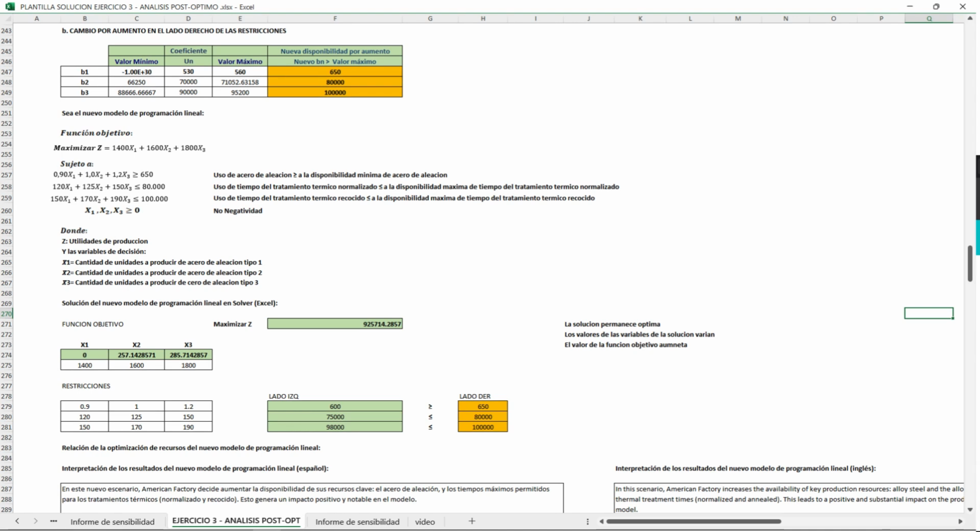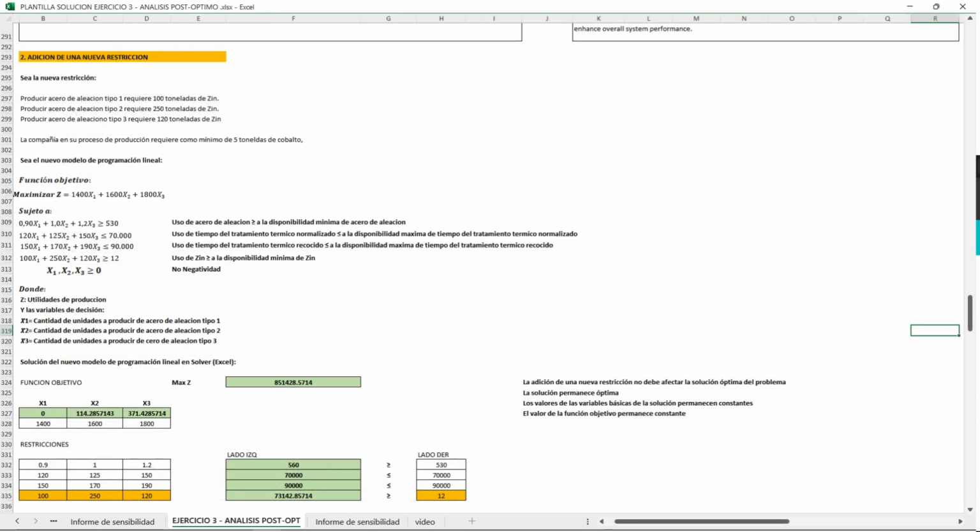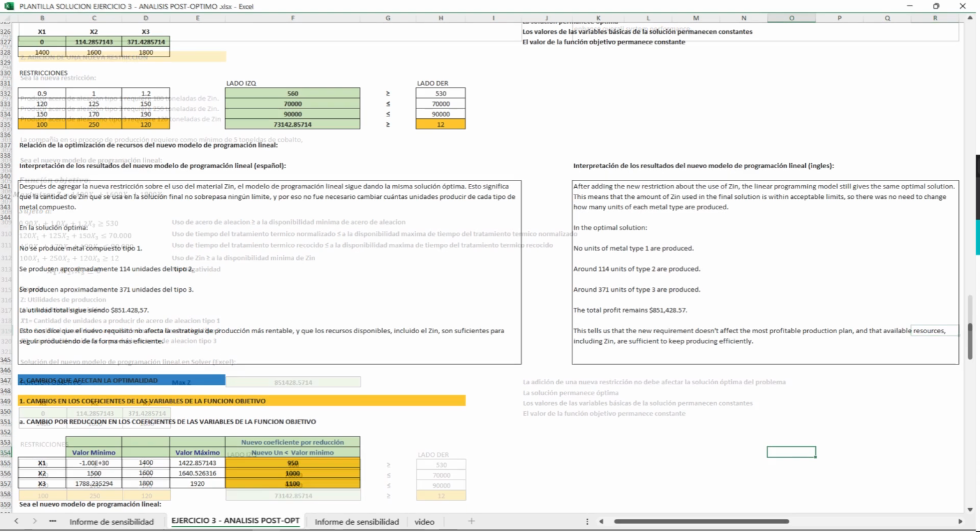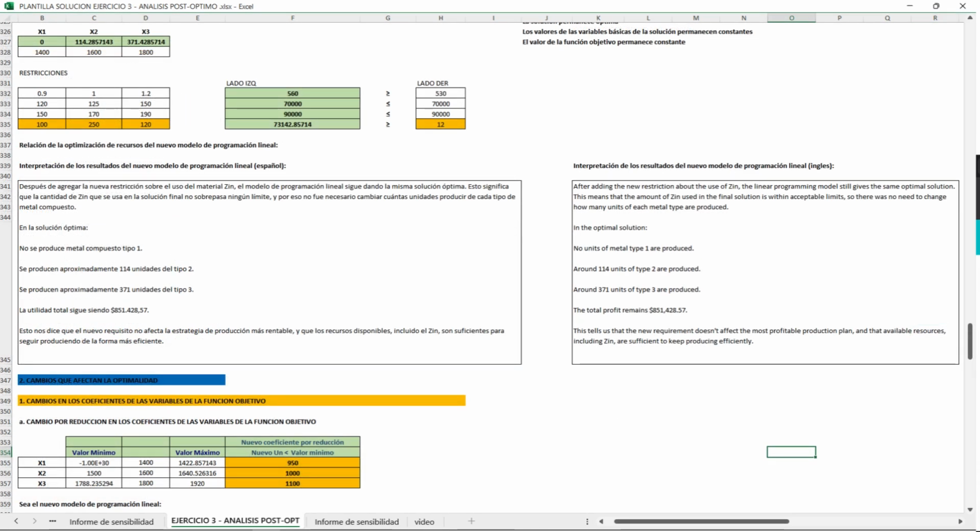4. Addition of a new constraint. A new constraint was added related to the use of the input zinc, required in different quantities to produce each type of steel. Result: despite the new condition, the optimal solution was not affected. The model had sufficient slack to incorporate this input without changing production quantities.